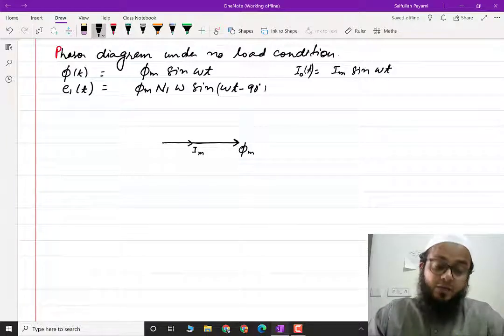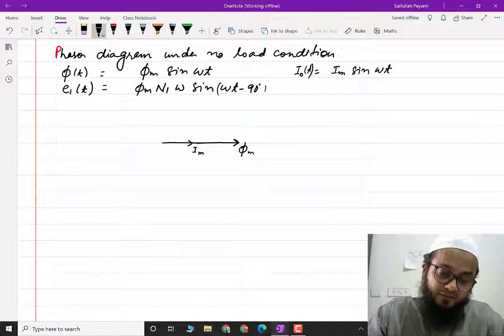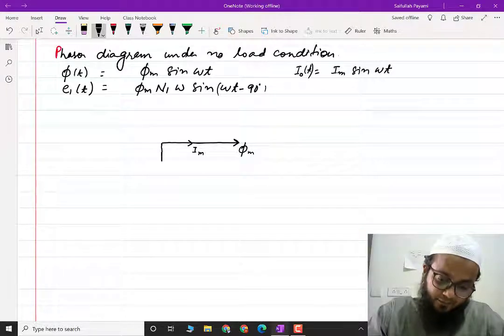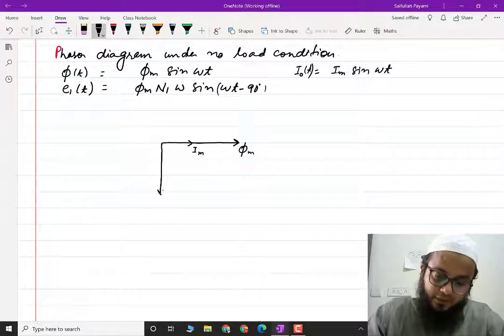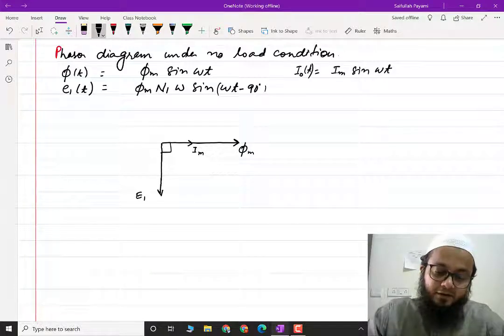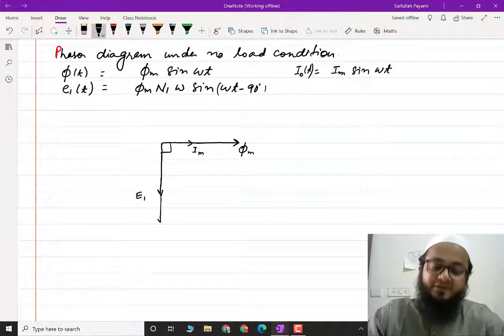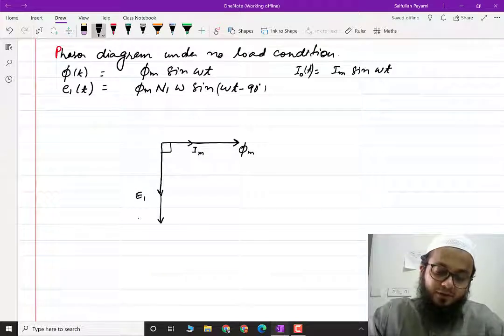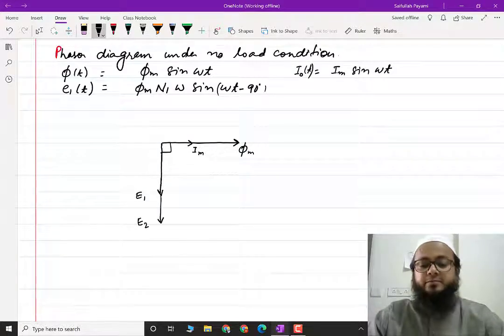Then what would be E1(t)? E1(t), if you will see, would be here, lagging the flux by an angle of 90 degrees. So this is E1 here. And similarly, if it is a step up transformer, then this would be E2 here.